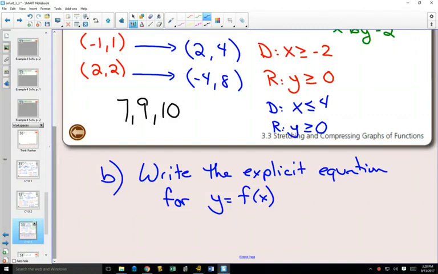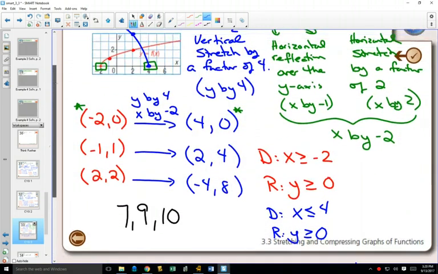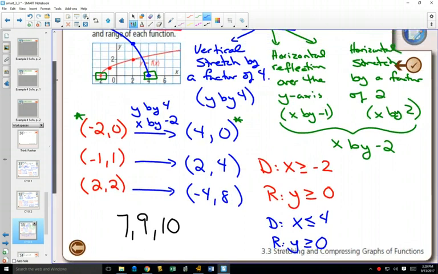So what does an explicit equation mean? An explicit equation is an equation without function notation. It just has y's and x's. It's the actual equation. So if you looked at that red one, what do you think the actual equation of that red graph would be?